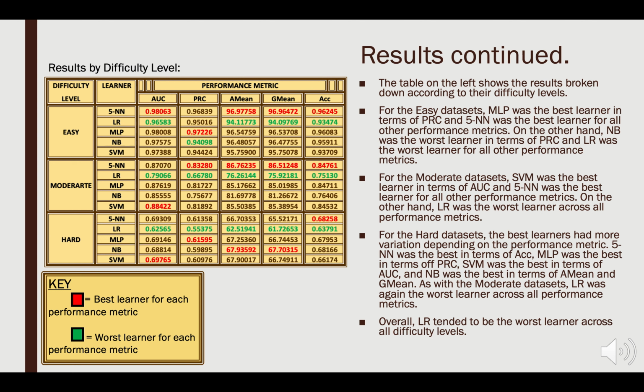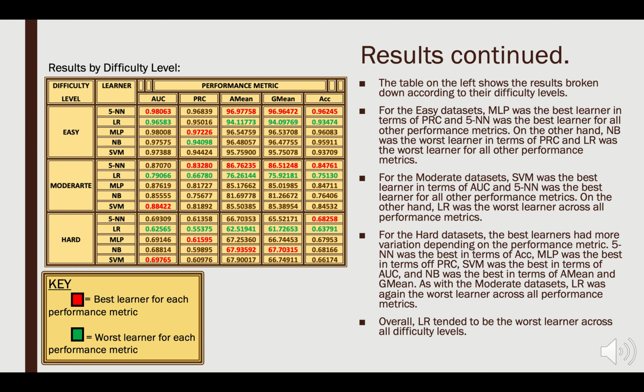For the moderate datasets, SVM was the best learner in terms of AUC, and 5NN was the best learner for all other performance metrics. On the other hand, LR was the worst learner across all performance metrics.